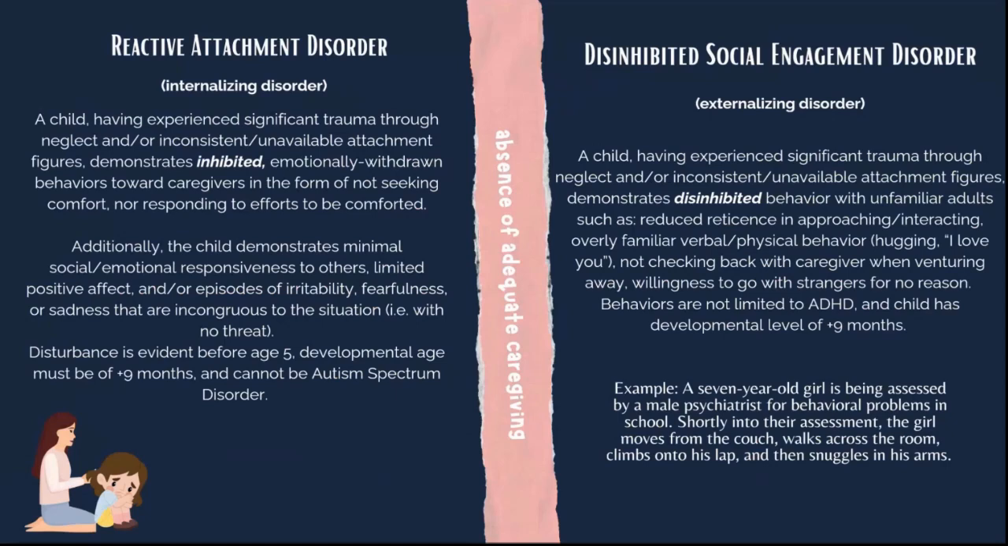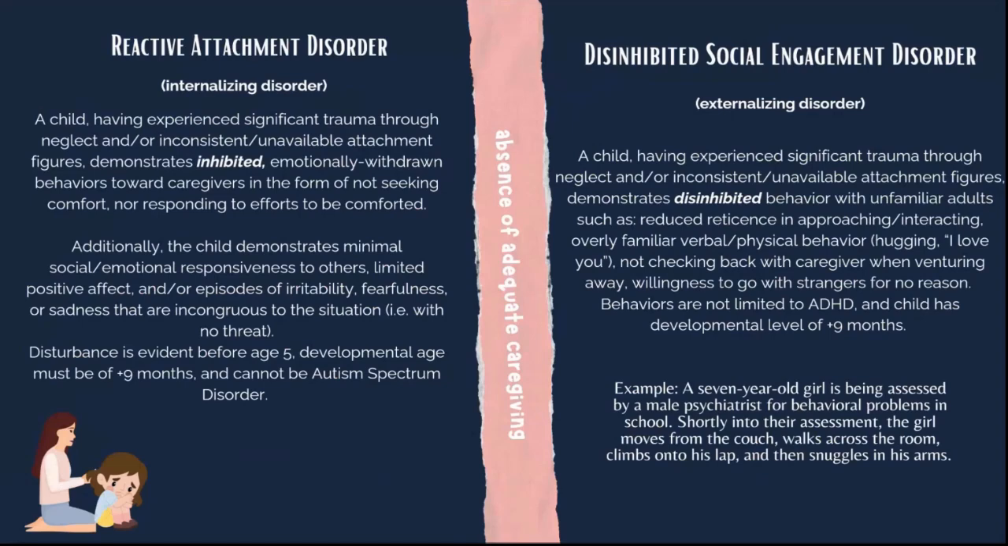We know that attachment issues start to form within the first 6 months of life. In order to actually meet criteria for the development of these disorders, these behaviors must be shown after 9 months and by the age of 5. So between 9 months and 5 years old, we're going to see either one of these symptoms in order to meet criteria for either one of these disorders.